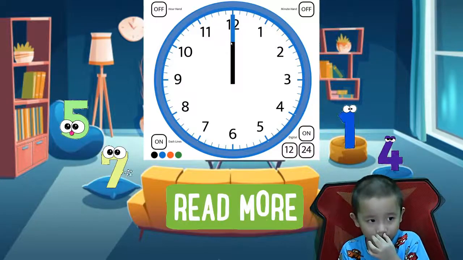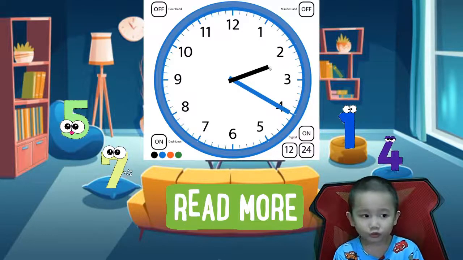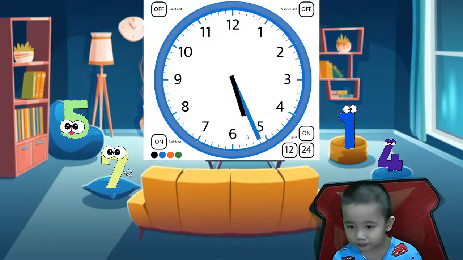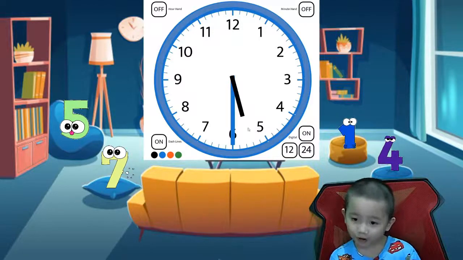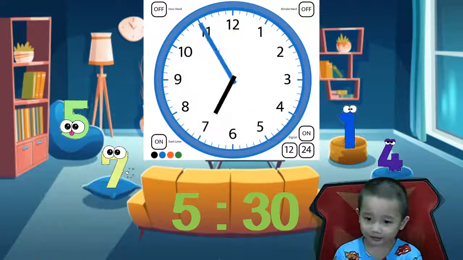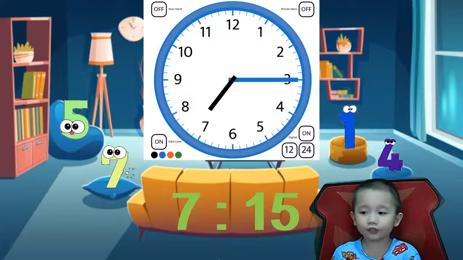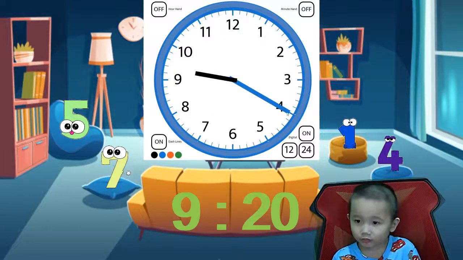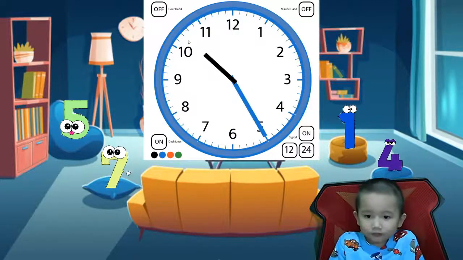Let's practice more. What time is it? In the middle, what time is it? 2:20. Very good. How about this one? It's in the middle. What time is it? 5:30. Very good. This one? 7:15. Very good. What time is it? 9:20. And this one?